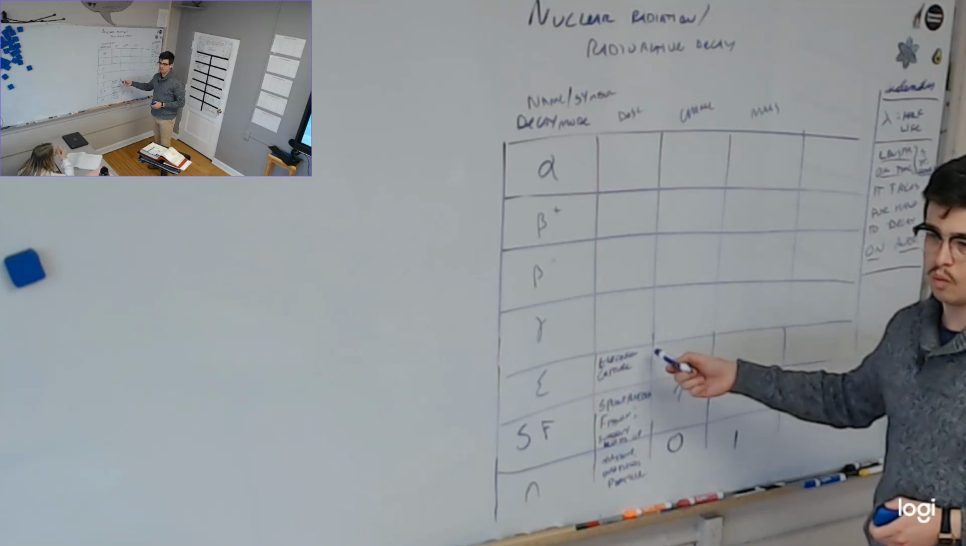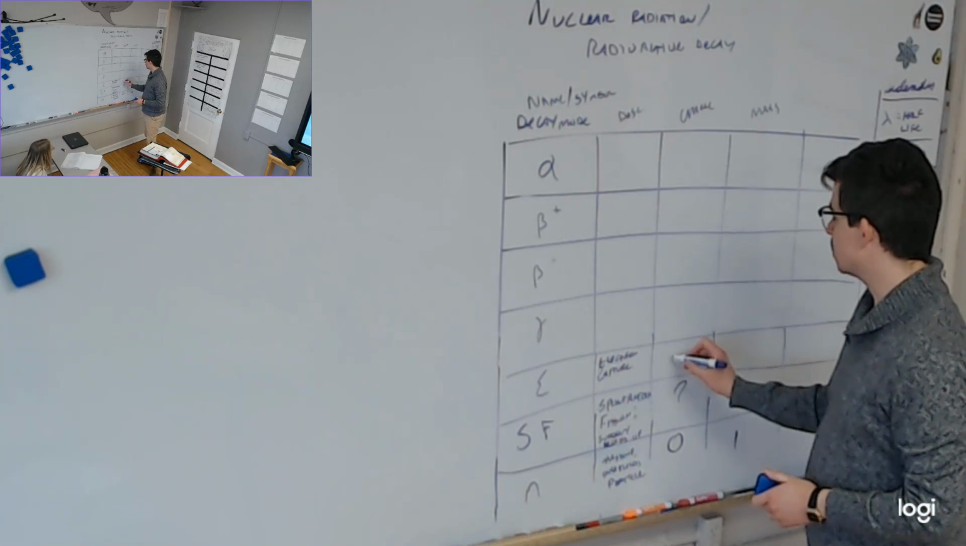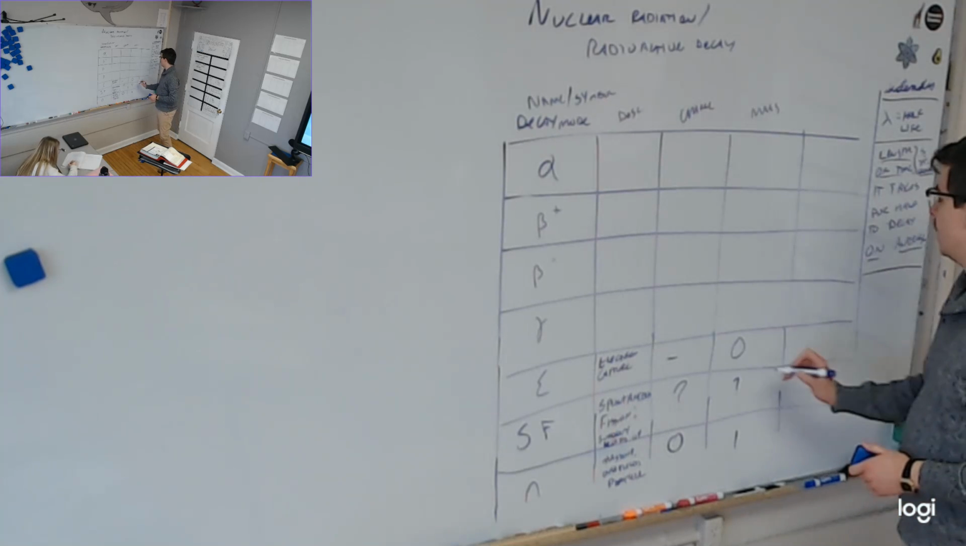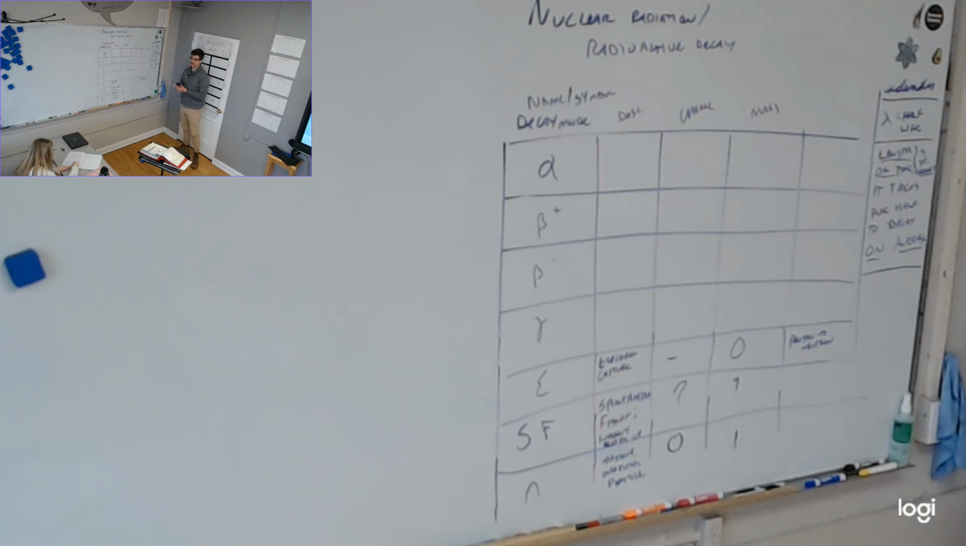Electron would change a what to a what in the nucleus? A proton to a neutron. So it has a charge of -1, a mass of none, and in the nucleus, it changes a proton into a neutron. So its net effect on the nucleus is what?